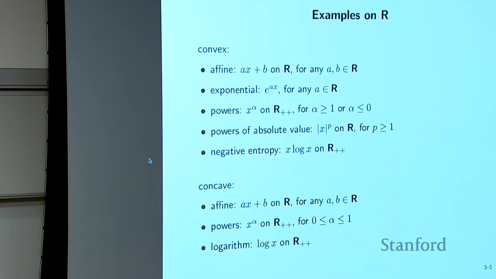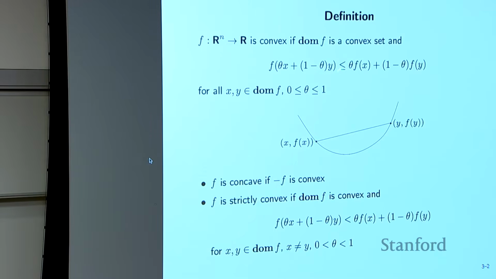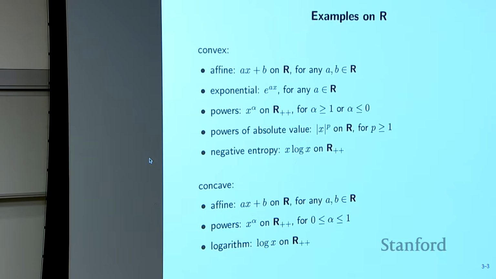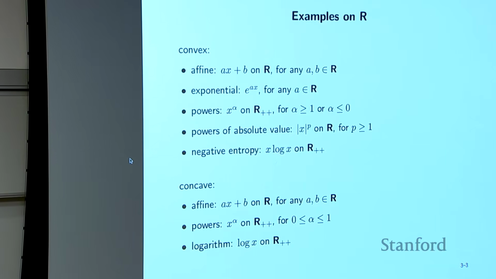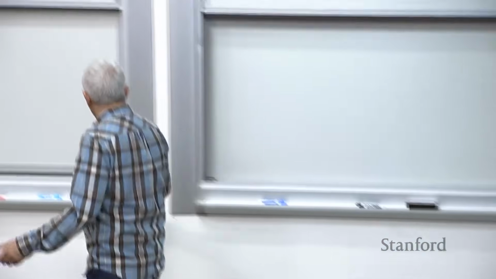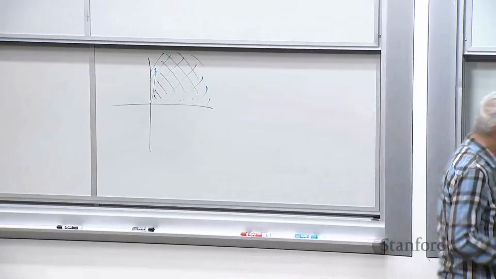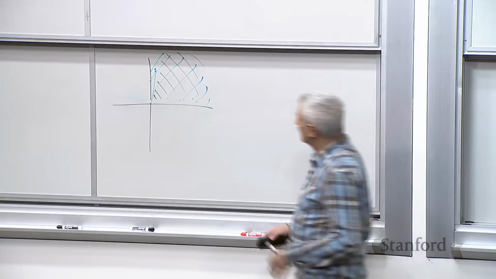So the graph of ax plus b is a line, right? It's actually true that if you take the chord between any points on a line, it's silly, it's on it. In that case, this holds with equality. Here's another one: exponential, with a positive or negative exponent. We'll soon see ways you could actually prove this, but it's kind of silly.